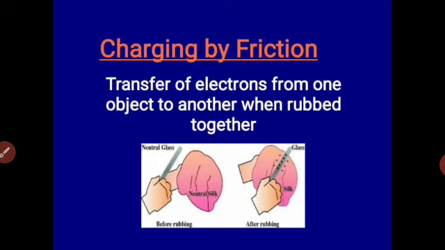Whereas for the silk cloth, it is gaining electrons, the number of electrons is increasing, hence the total charge becomes negative. Thus, one object acquires positive charge and the other object acquires negative charge in the process of charging by friction.